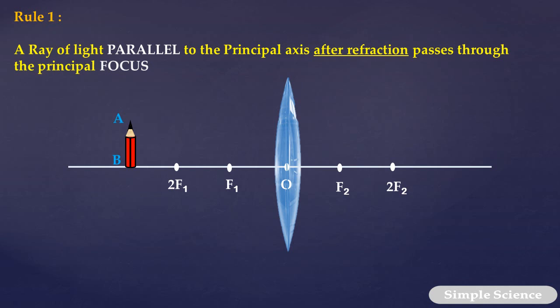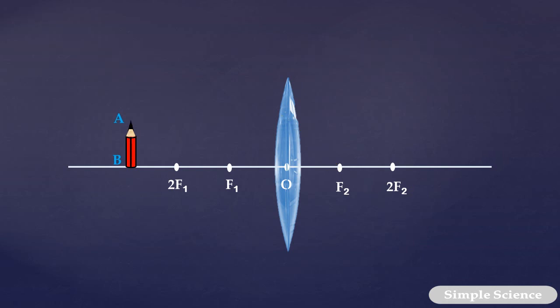So for drawing the ray diagram or locating the image, we'll take the first rule, a ray of light parallel to the principal axis. So make sure that this ray is parallel to the principal axis and it is starting from point A. After refraction through the lens it passes through the focus. So this passes through the focus. This is the first rule.